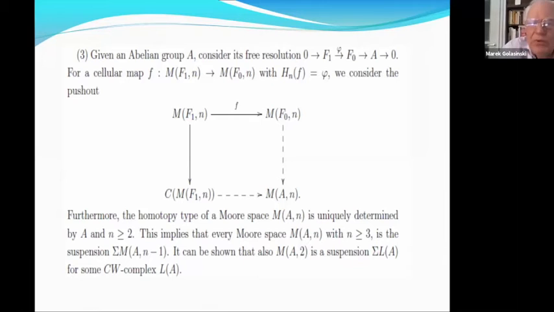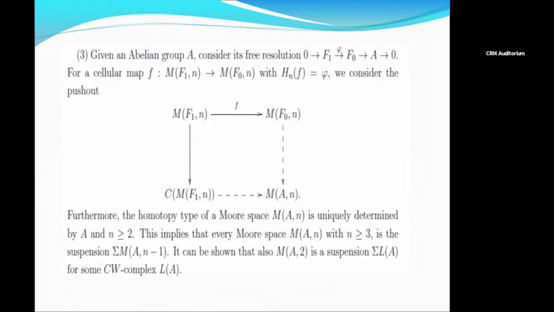And next, we consider a push-out. Namely, we have the map f, and this vertical map is simply the inclusion of the Moore space into the cone on this Moore space, and then we consider the push-out. The push-out of this square is the space for which we are looking, and that is the Moore space. And we can show also that this Moore space is uniquely determined by A.